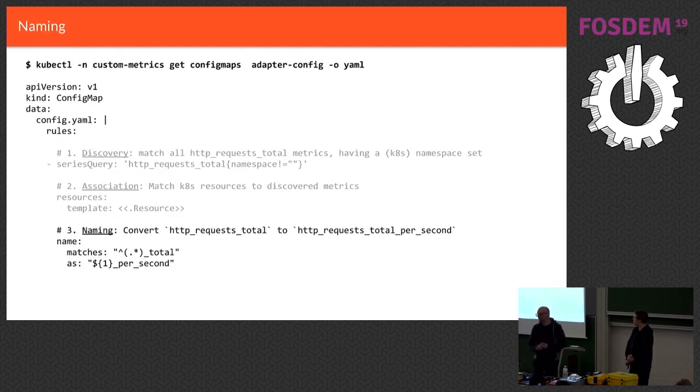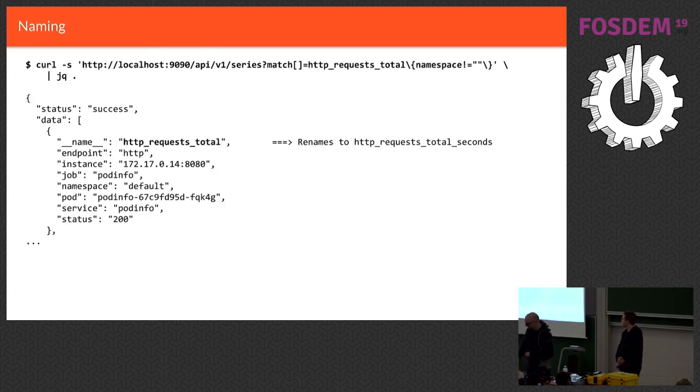Third thing, naming. So once you have your metric HTTP requests total, you probably want to apply a rate function to it, so we must change the name that is exposed inside Kubernetes. And here we have a very simple regex-based approach. In this case, we simply group here the prefix underscore total, take the group one, and append per second. So you have quite some flexibility here to do this conversion of names, right? So HTTP requests total becomes HTTP requests per second.